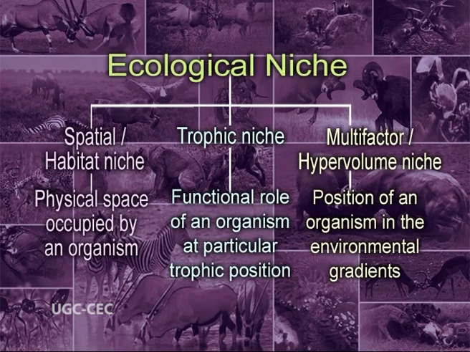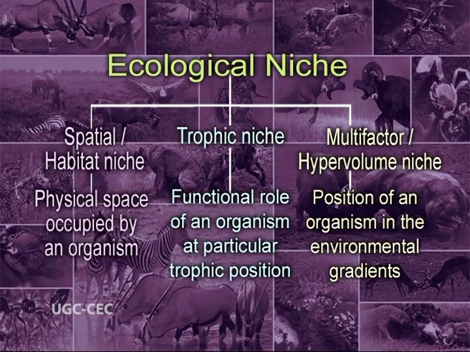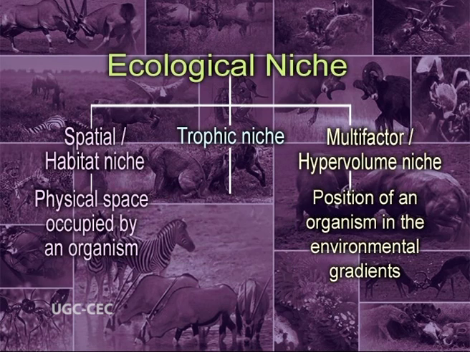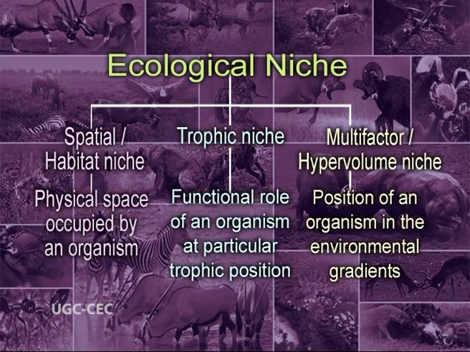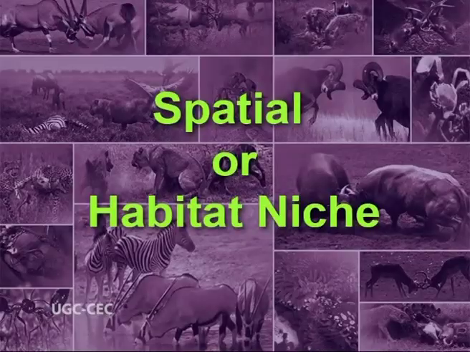There are three different aspects of ecological niche: spatial or habitat niche, which refers to the physical space occupied by an organism; trophic niche, which suggests the functional role of an organism at a particular trophic position; and multifactor or hypervolume niche, which designates the position of an organism in the environmental gradients. Let us understand all the three aspects one by one. Spatial or habitat niche. This type of niche is concerned with the physical space occupied by an organism.